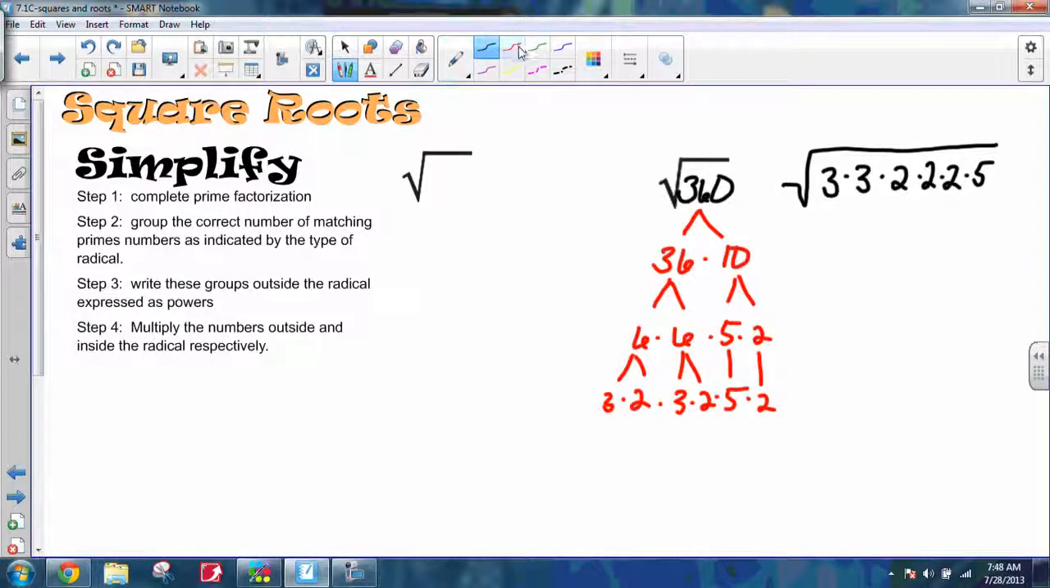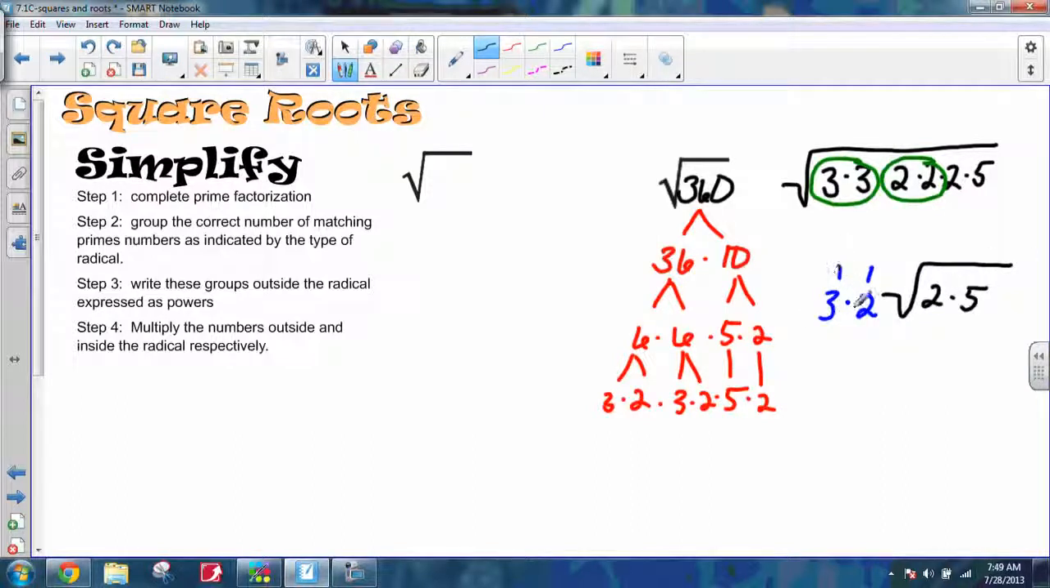So now we need to group the correct number of matching prime numbers as indicated by the radical. So we have a square root, so that means we have to find 2 identical numbers to make a group. So here's a group of 3, and here's a group of 2. So let's write these groups outside the radical. So that'll be one group of 3 times one group of 2. And what's left inside the radical is 2 times 5.